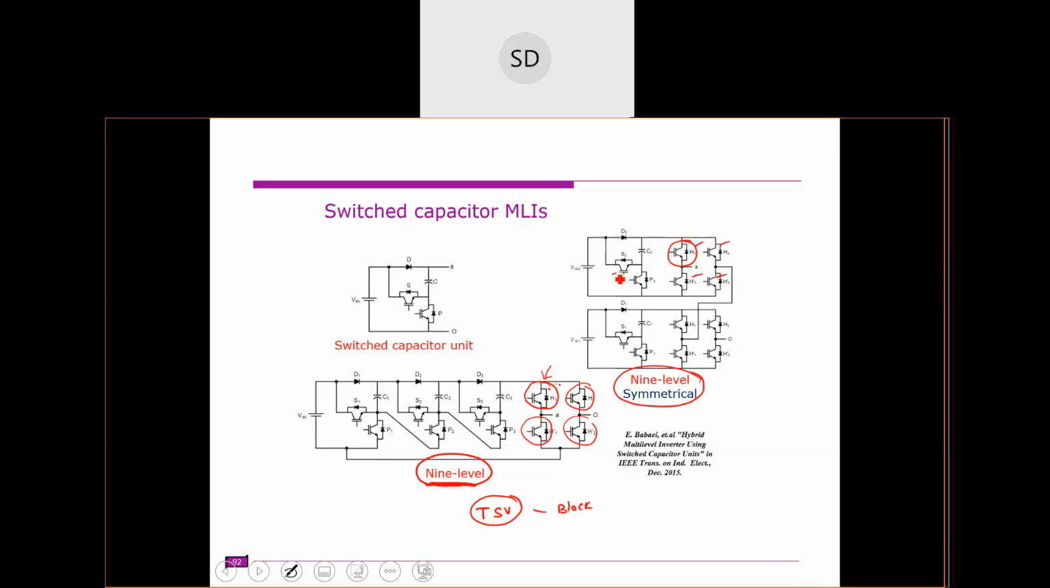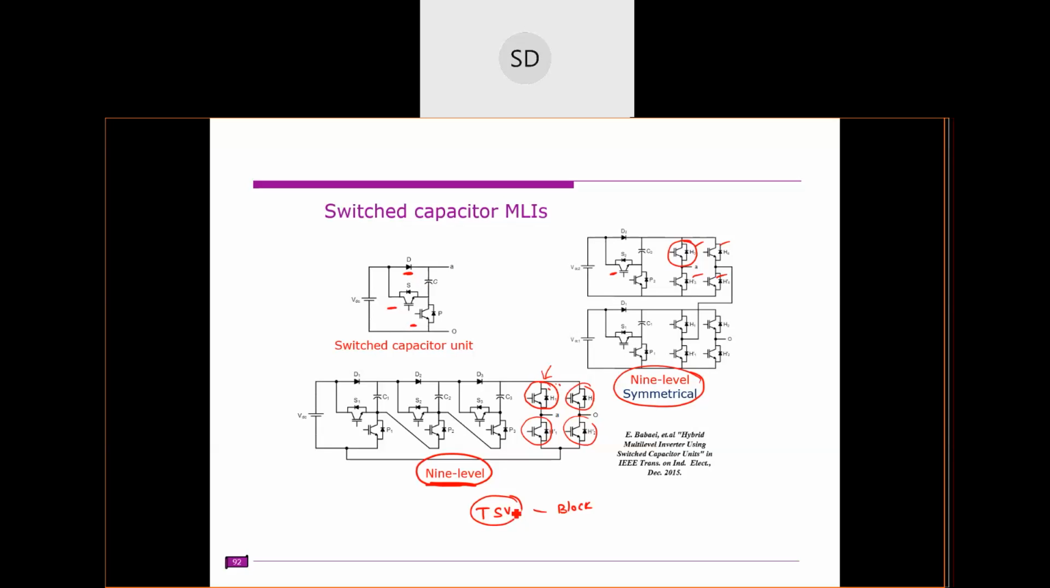Whereas what is the blocking voltage of these S and P switches, this one and this one? VDC. So both are VDC. What is the blocking voltage of this diode? VDC only, sir. So that is also VDC. So now we need to compare this one.